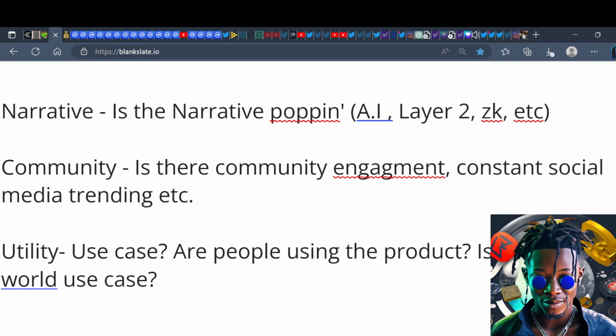It's always good to be diverse. Not financial advice. I'm not saying have 150 different projects, but be diverse enough to cover the narratives that are popping, to have a few projects that have a hype community, strong community, meme coins for instance, and then have a few projects that have utility and use case. Just building out your portfolio here and having that diversity.